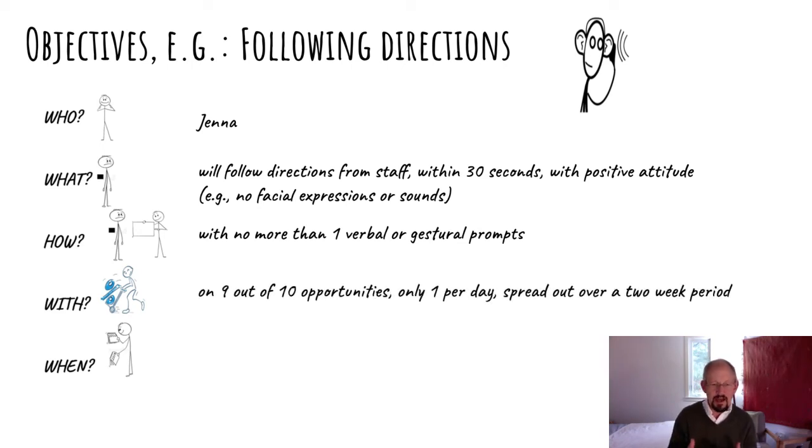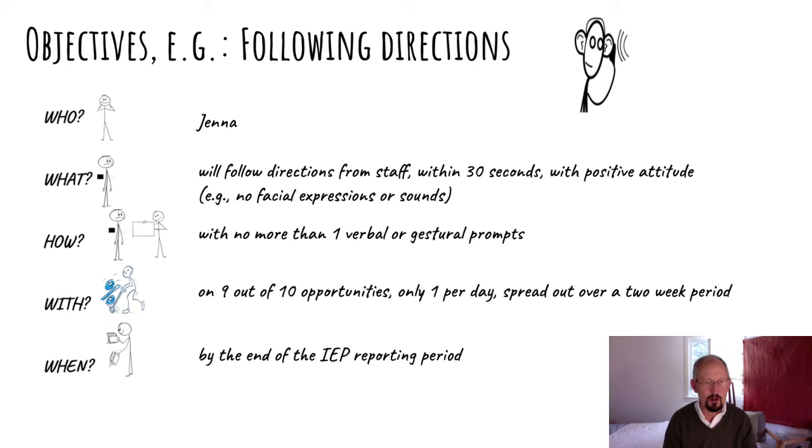With what kind of accuracy or competency? On 9 out of 10 opportunities, only one per day, spread out over a 2-week period. Okay, so that's our target, 9 out of 10 opportunities. So we're looking for consistency here. One per day, one opportunity per day, and spread out over a 2-week period. When? By the end of the IEP reporting period.